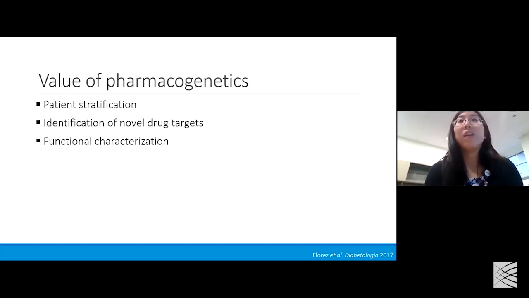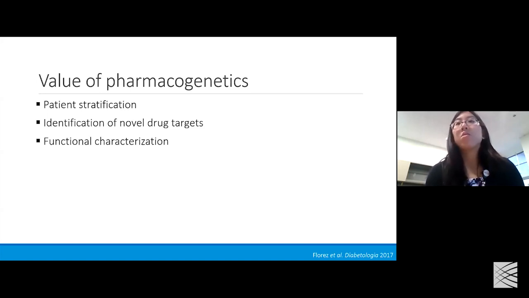Pharmacogenetics offers several advantages. The most obvious is the ability to perform patient stratification. Genetic information can be used to define subgroups of individuals more or less likely to experience a response to the drug or develop side effects. The point of this is to avoid unnecessary treatment and maximize efficacy, giving the right medication to the right person at the right time.